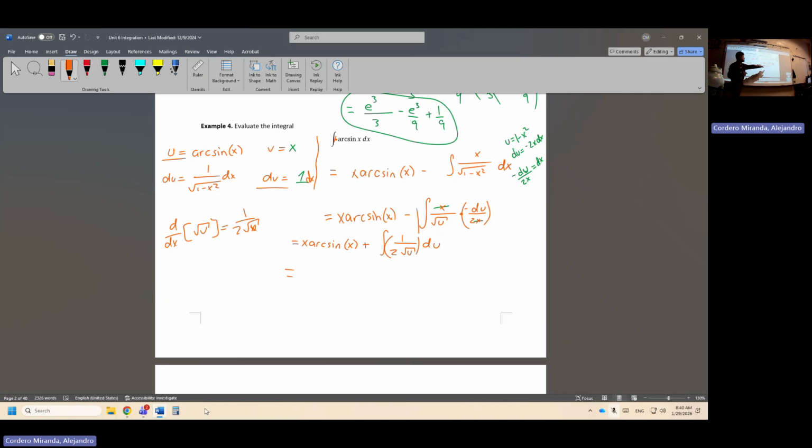But either way, you should get a final, well, almost final answer of this. And then remember, it's especially weird in this case that you have x's and u. You want all x's, so you can go back and plug in the 1 minus x squared, and that's your final answer.